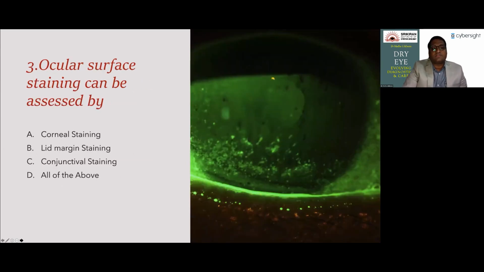Next, ocular surface staining can be assessed by corneal staining, lid margin staining, conjunctival staining, all of the above. I expect a very good answer for this. I think we have spent sufficient time on this slide. Excellent, that's a 95% correct answer. So all of the above is the answer.